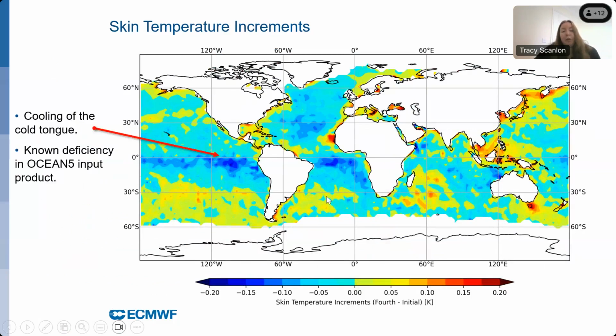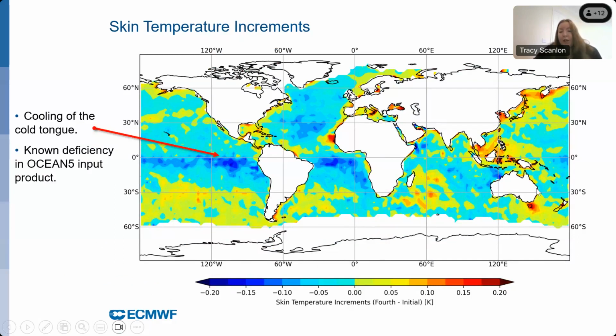Okay, so now we move on to the skin temperature increments, and I must apologise, the RFI screening hasn't been implemented in this plot, but you can actually see the effect of it quite clearly, which demonstrates nicely that this quality control work that I've been doing is really important to get this system working well.